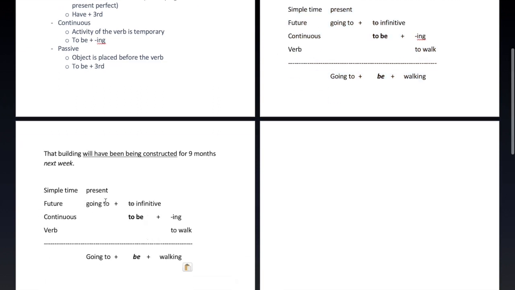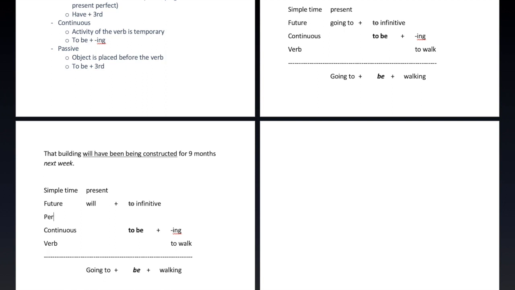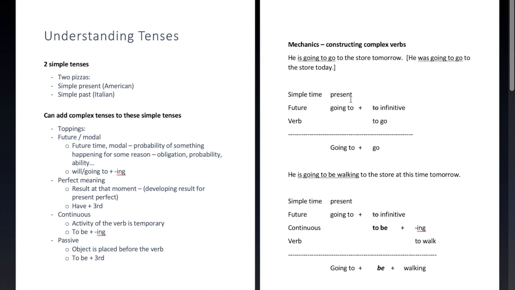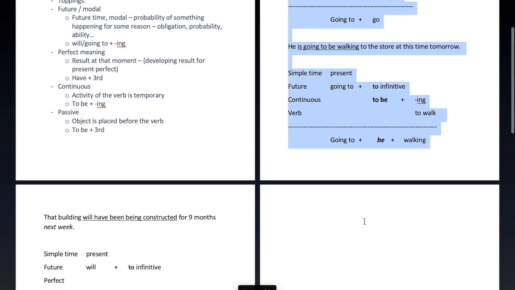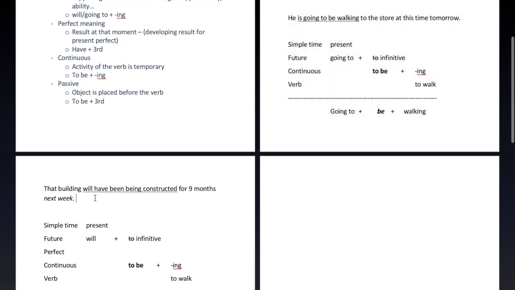So this time we used will instead of going to. And this time we had the perfect next. Oh, by the way, these verbs that will be added will always be the same. This might be an interesting point.